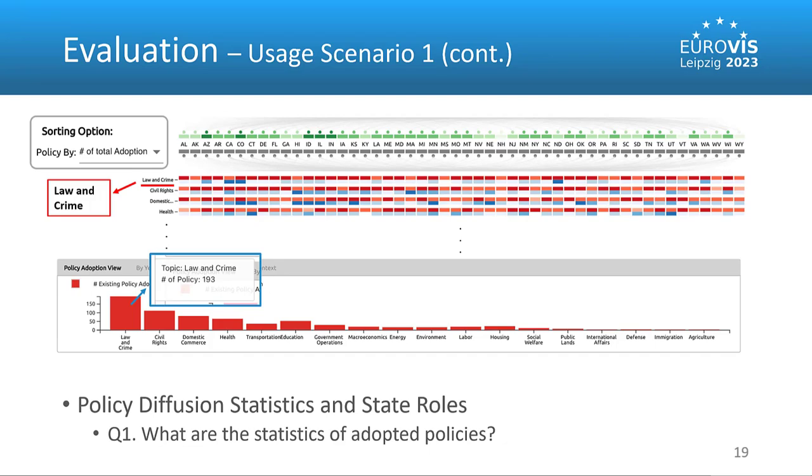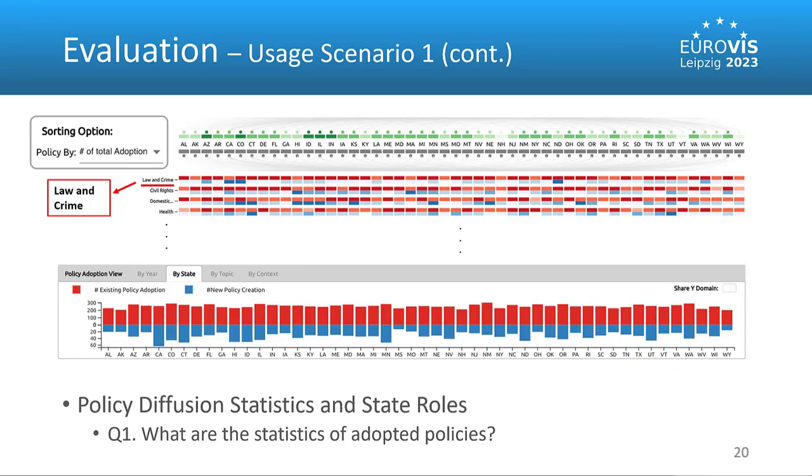First, when a user sorts the policy by number of total adoptions, the views are updated. On the policy metrics view, the y-axis is aligned in the order of total adoptions. The user can identify the topic law and crime is listed first. In the policy adoption view, the by topic view also shows the same result.